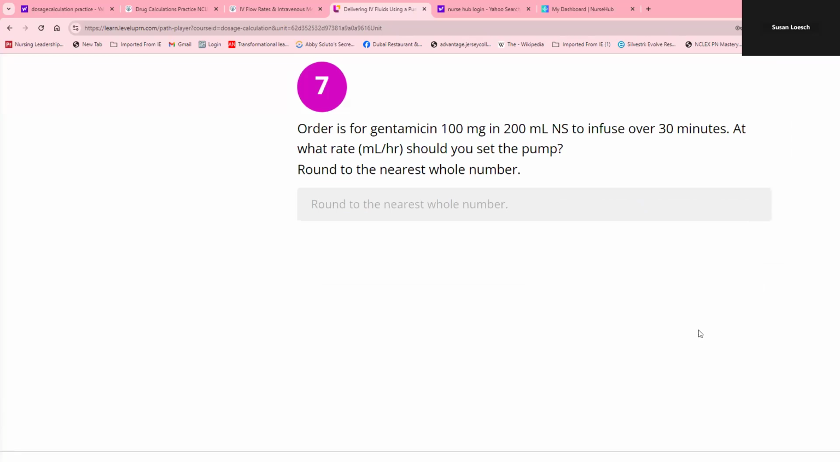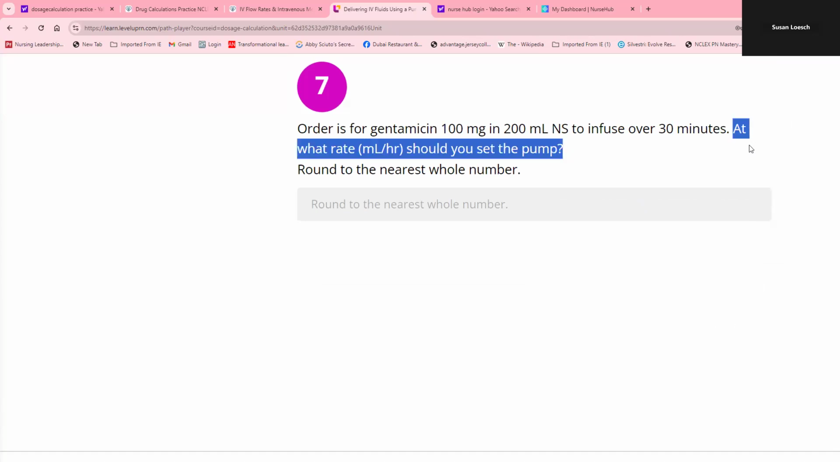Now, which part of the question are you always going to read first? What that question is asking you right here. Okay. So now it's asking you what? What is the rate? Milliliters per hour? Okay. So you know it wants you to give milliliters per hour.